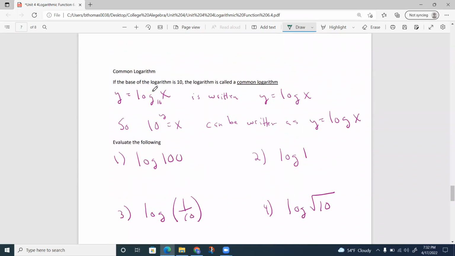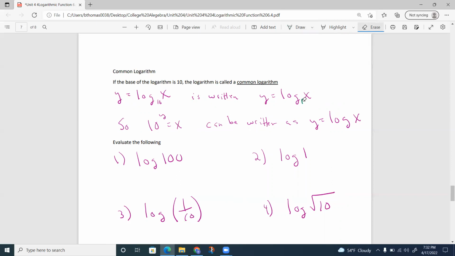A common logarithm, the base of the logarithm is 10. So again, in our books, we call that the common logarithm. So if I have y equals log of x base 10, this also could be written as y equals the log of x without the base. So if you see the log of x, it's understood that that base is a 10. It's not shown. It's understood to be there.